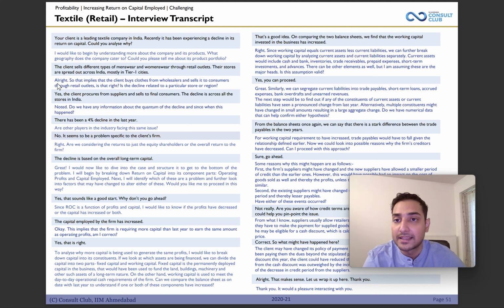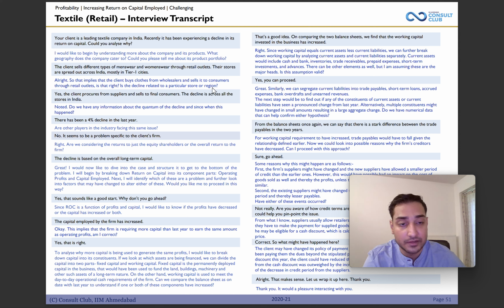All right. So that implies that the client buys clothes from wholesalers and sells them to consumers through retail outlets. Is that right? Is the decline related to a particular store or region? Yes, the client procures from suppliers and sells to final customers. The decline is across all stores in India.